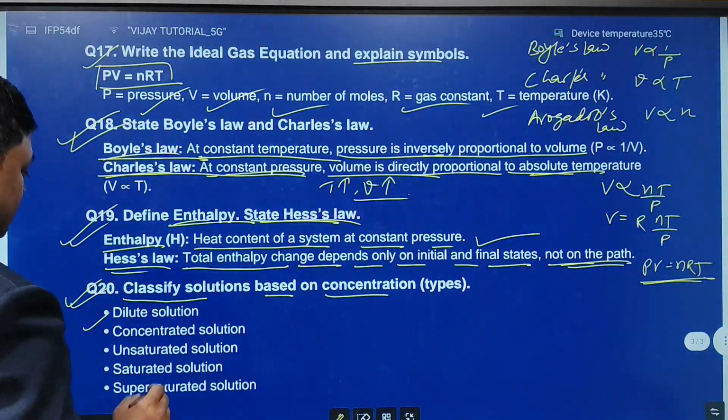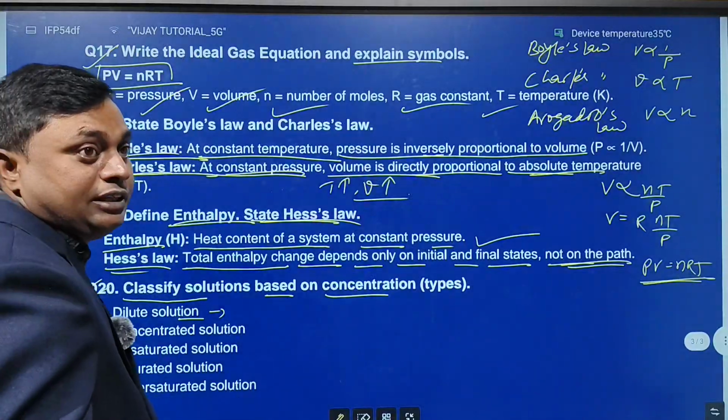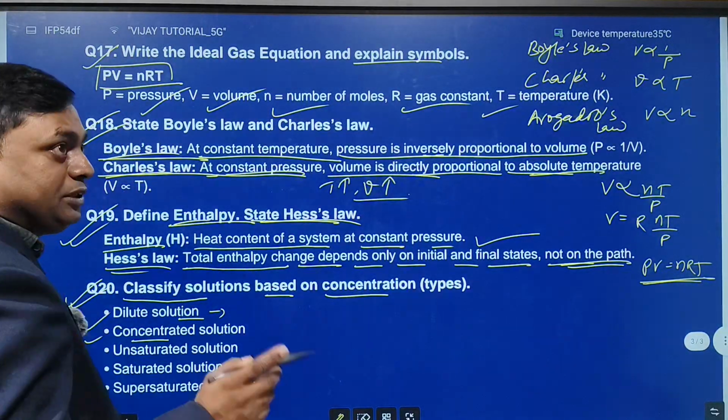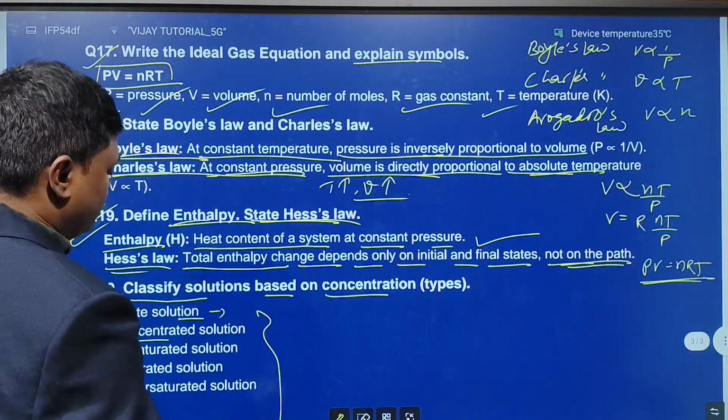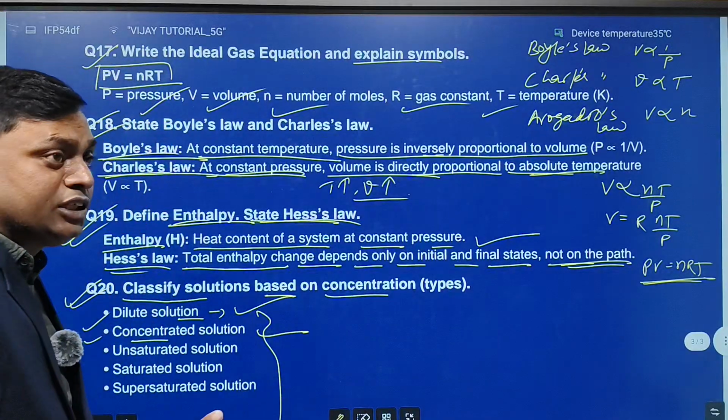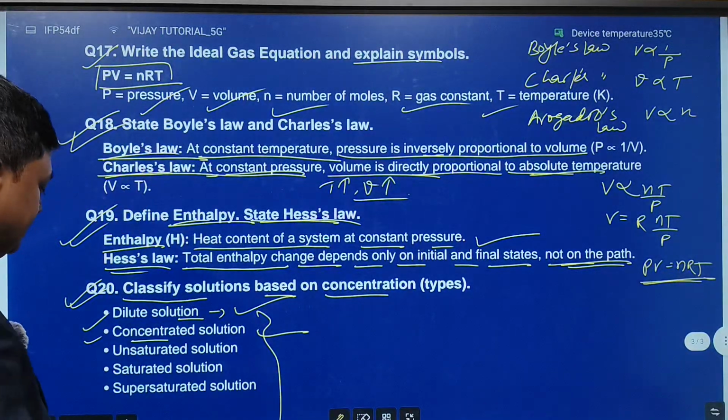Classify the solutions based on the concentration. A dilute solution is one in which the solvent present, especially water, is more. A concentrated solution is one in which the water present in the solution is less.